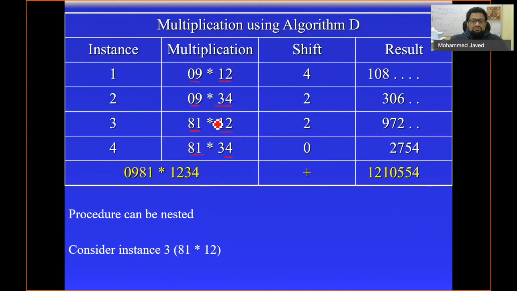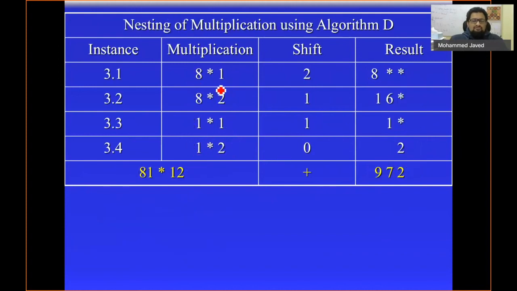Now another interesting question. There are two digits here, 2 digits here. Can we further simplify this? For example, 81 into 12. Can we further simplify it into multiplication of single digits? Yes, we can do it. So a 4-digit number is split into digits of 2, and the 2 digits are again split into digits of 1. Let us see how, for example, 81 into 12 gives 972. Can we split this 81 into 12 and get the answer 972 in the same fashion? Yes. So let us do that.